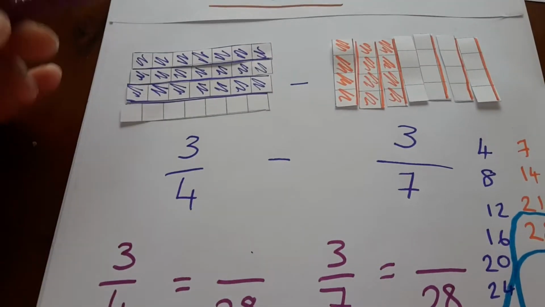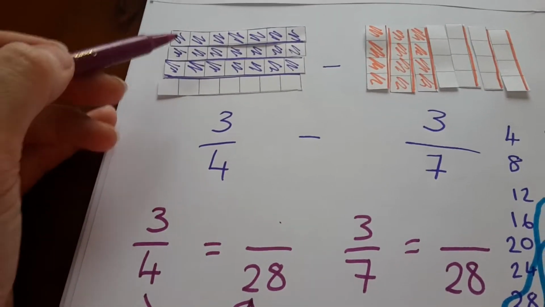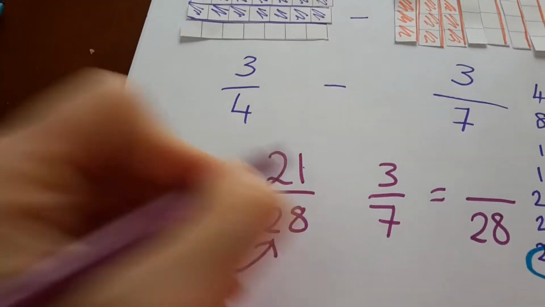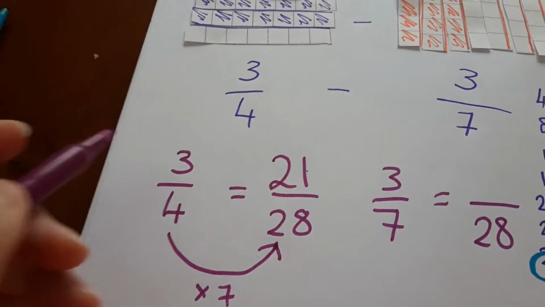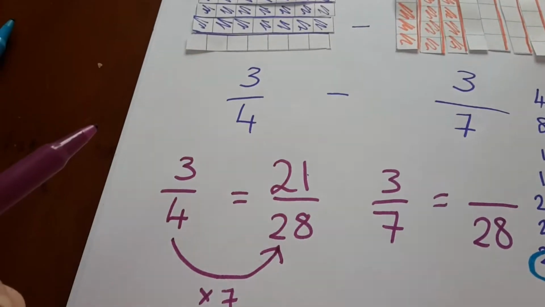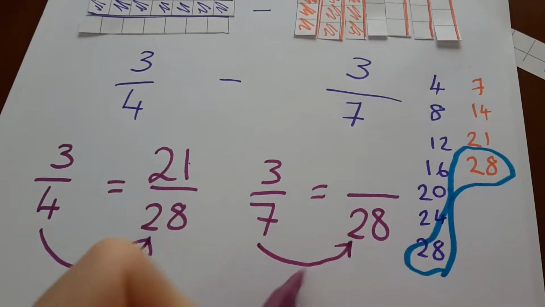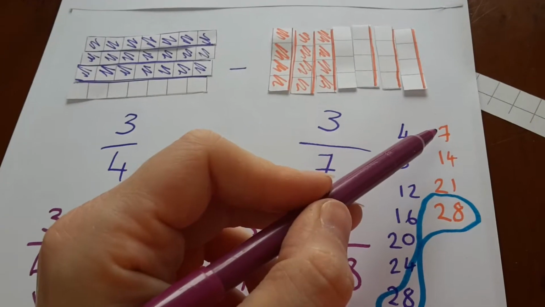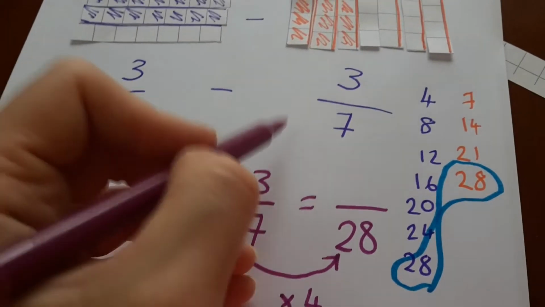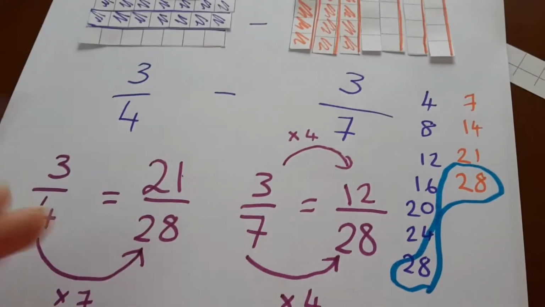So if I cut this whole thing into 7 times the amount of pieces I already have, 3 chunks that I have on top are now going to become 21 pieces, because 3 times 7 is 21. Remember to do whatever you do to the bottom, to the denominator, you need to do to the top, which is the numerator. Same system here. To go from 7ths to 28ths, I need to make 4 times more cuts, because 7 times 4 is 28. So I need to times my numerator by 4 as well, so 3 times 4 is 12.